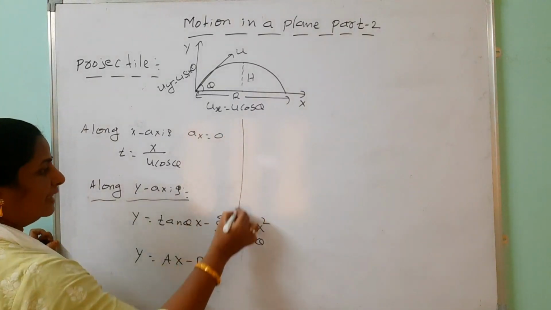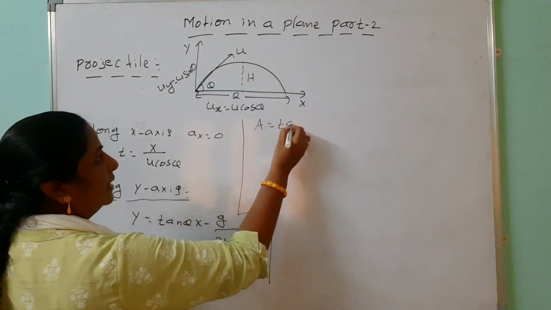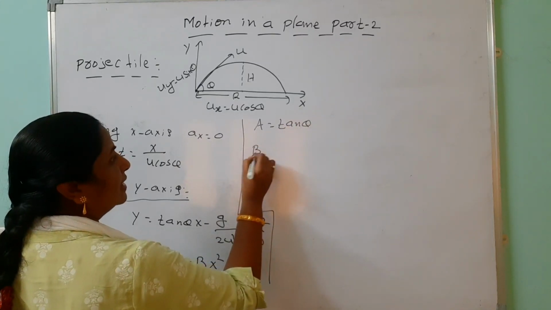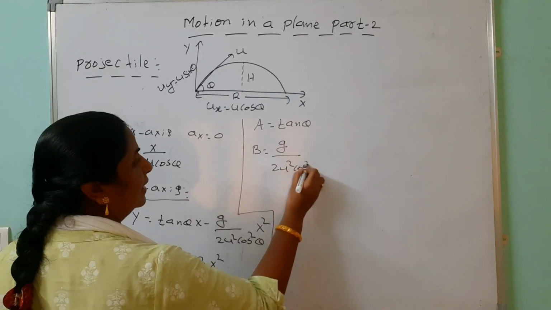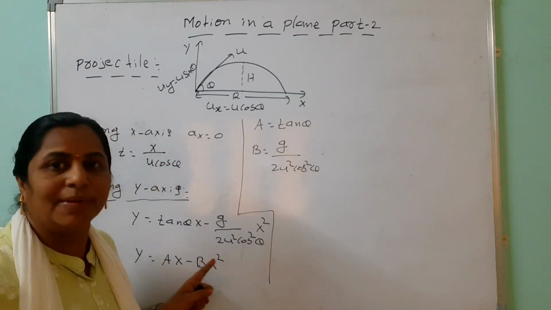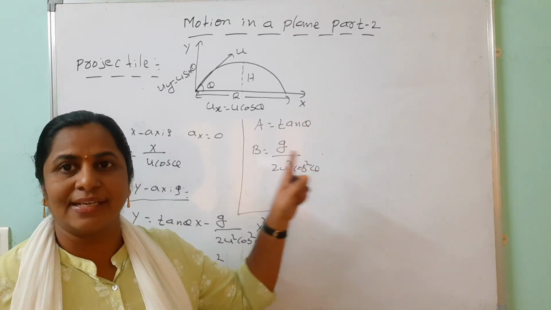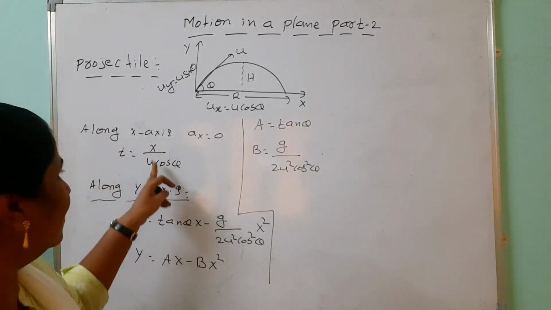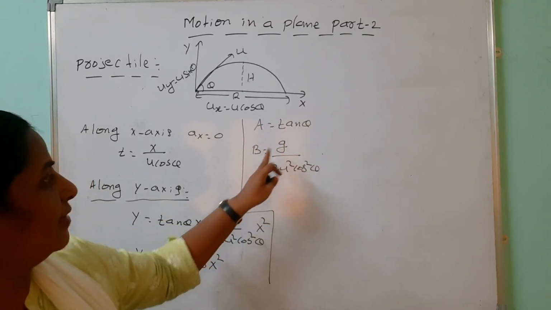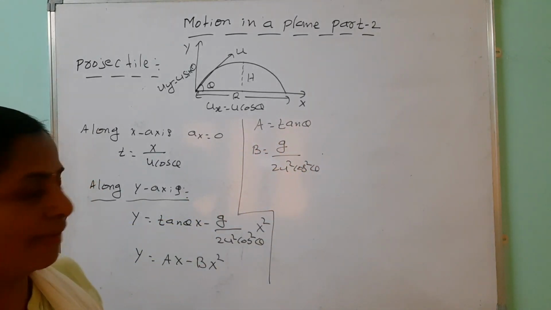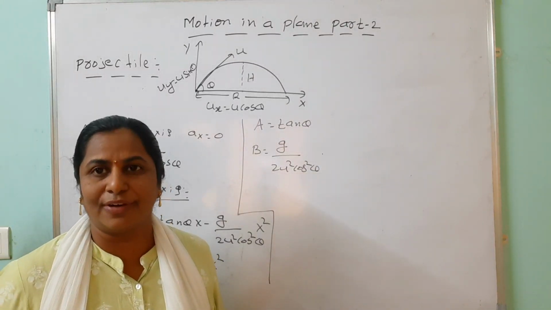Here a is nothing but tan theta. We take a equals tan theta and b equals g by 2u square cos square theta. So in the case of projectile, the time is T equals x by u cos theta, a is tan theta, b equals g by 2u square cos square theta. After t seconds, how do we find the velocity?